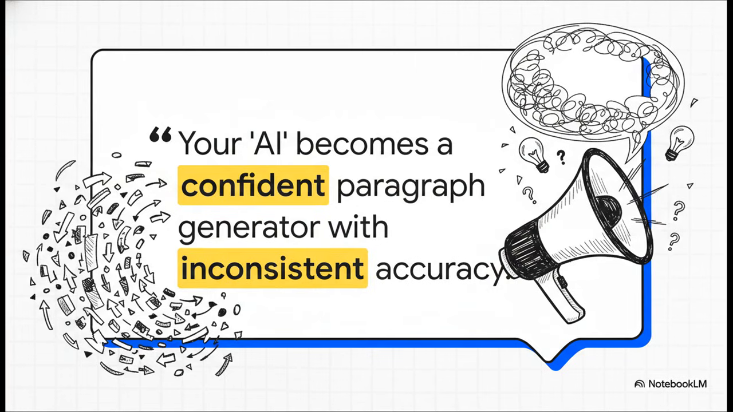And this is such a critical point. Without a solid retrieval system, your fancy, expensive AI is just a confident but totally unreliable storyteller. It will generate these beautifully written paragraphs that are completely factually wrong. It's the phenomenon we all know as hallucination, and it will kill your product's credibility.